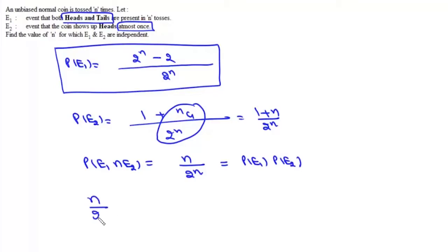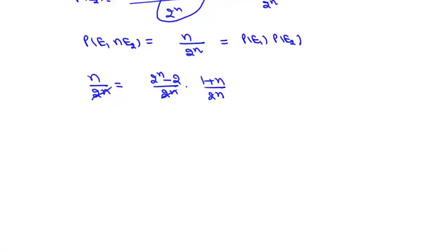So we can write this as n upon 2 to the power n should be equal to (2 to the power n minus 2 upon 2 to the power n) into (1 plus n upon 2 to the power n). Now this 2 to the power n will cancel. If we rearrange it, we can write this as n upon 1 plus n, and here 2 to the power n upon 2 to the power n will be 1, and minus 1 upon 2 to the power of n minus 1. Now we can write this as 1 upon 2 to the power of n minus 1 will be equal to 1 minus n upon n plus 1.